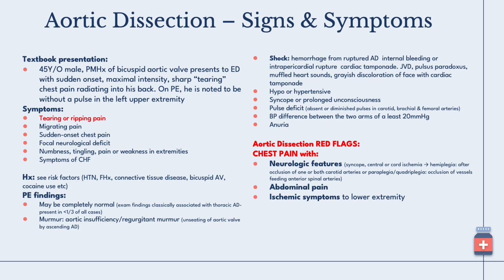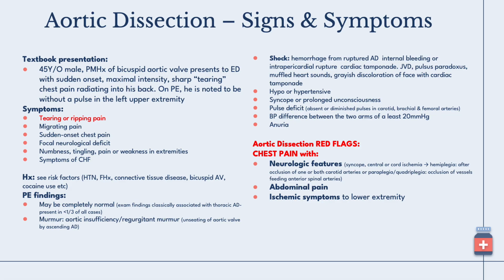Aortic dissection signs and symptoms. So really the classic textbook presentation is going to be a middle-aged male, past medical history, maybe they've got a bicuspid aortic valve. They're presenting to the ED with sudden onset, maximal intensity, so a sharp tearing chest pain that radiates to the back. On physical exam, you note there's a lack of pulse within the upper extremity. So symptoms, tearing, ripping pain are going to be the highlights here.